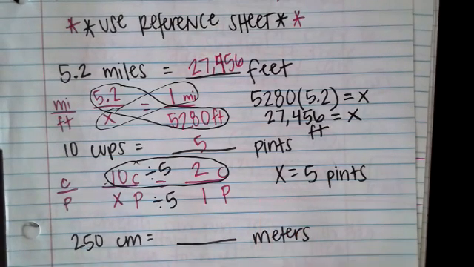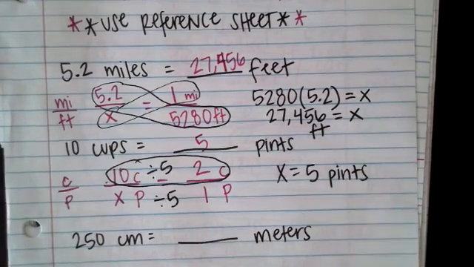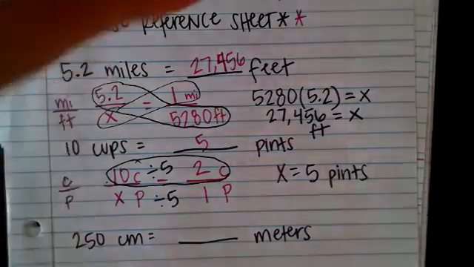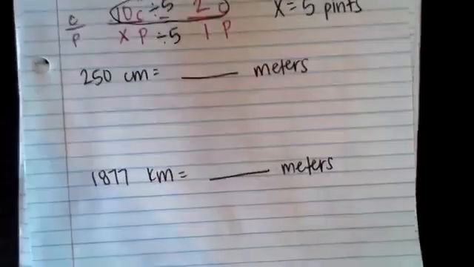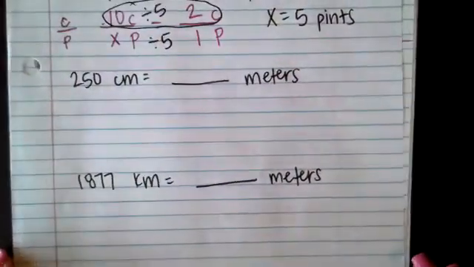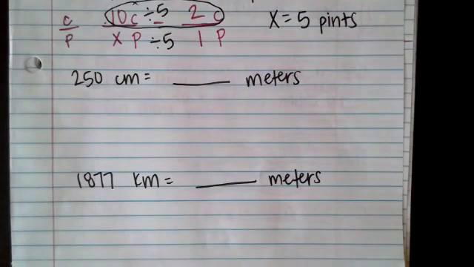So these are just 2 examples of unit conversions. Let's look at 2 that have to do with the metric system. Again, these unit rates are also going to be located on your reference sheet. So if you haven't written down these 2 examples, go ahead and take a moment. But basically, we're going to convert centimeters to meters, and then we're going to convert kilometers to meters.